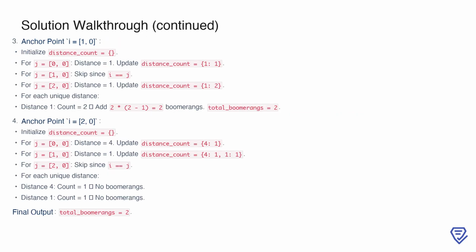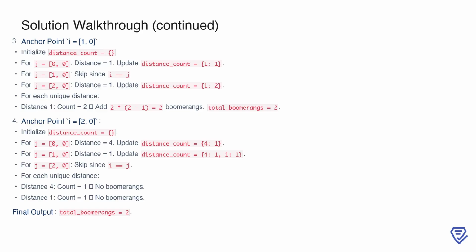Next, we set the anchor point to i equals (1, 0) and reinitialize distance_count. For j equals (0, 0), the squared distance is 1, so we update distance_count to {1: 1}. For j equals (1, 0), we skip the calculation since i is the same as j. For j equals (2, 0), the squared distance is 1 again, and we update distance_count to {1: 2}.